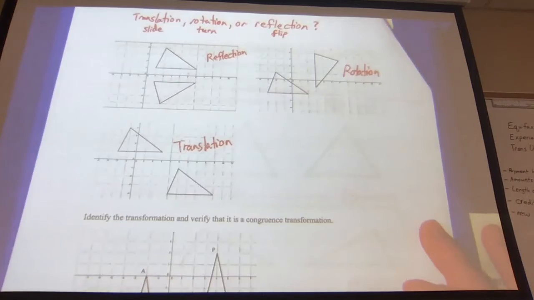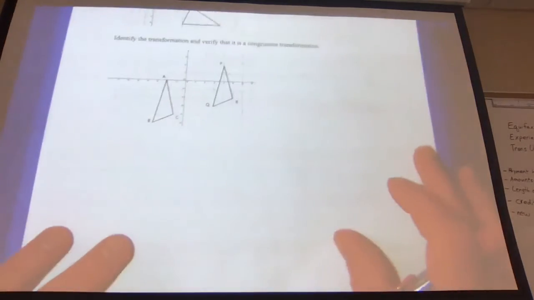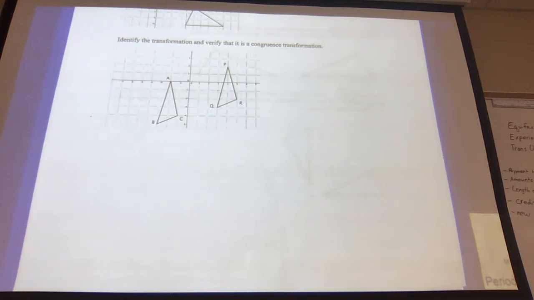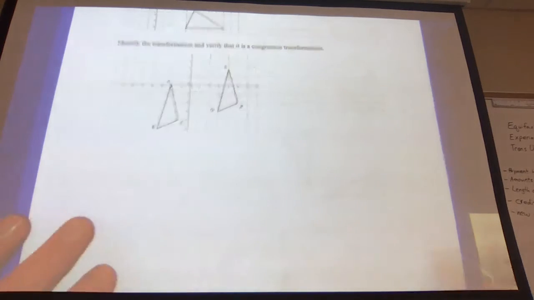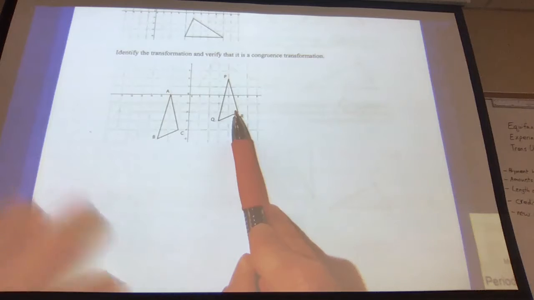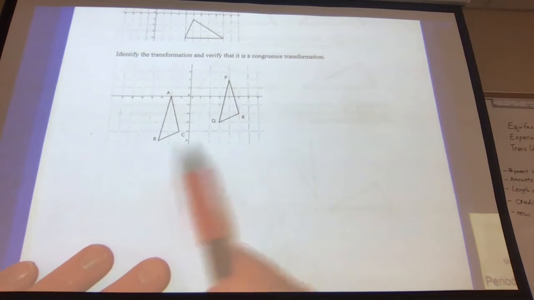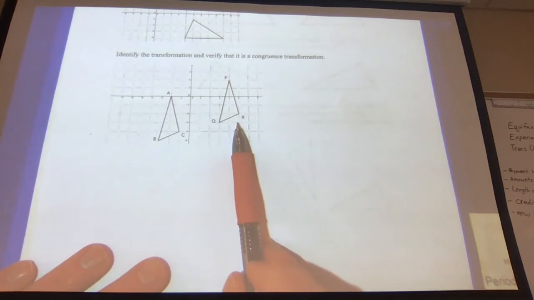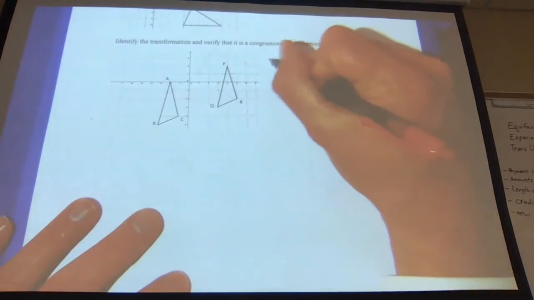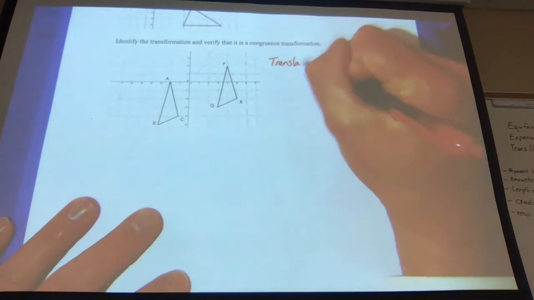Okay, now let's get to the part where there's a little bit more work to it. The next one at the bottom, they want us to identify the transformation and then verify that it is a congruence transformation. Let's start with the first part. Identify the transformation. Here's the first shape, here's the second shape. Did we slide, turn, or flip this one? That's a slide. Slide is a translation. So this would be the first part of your answer is translation.